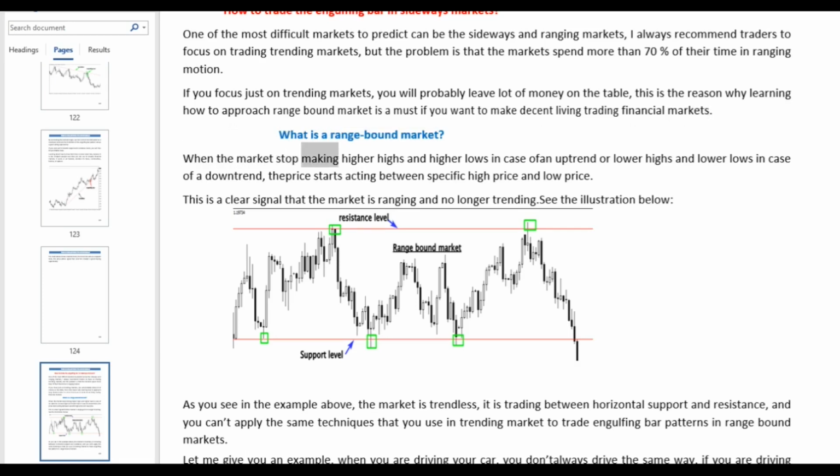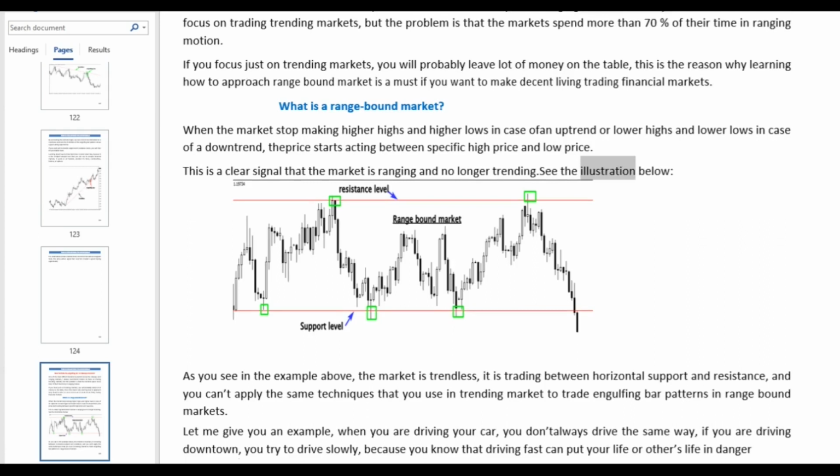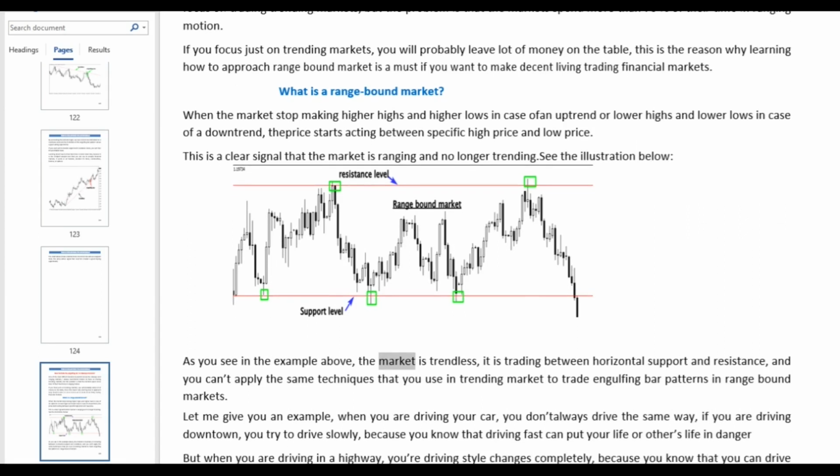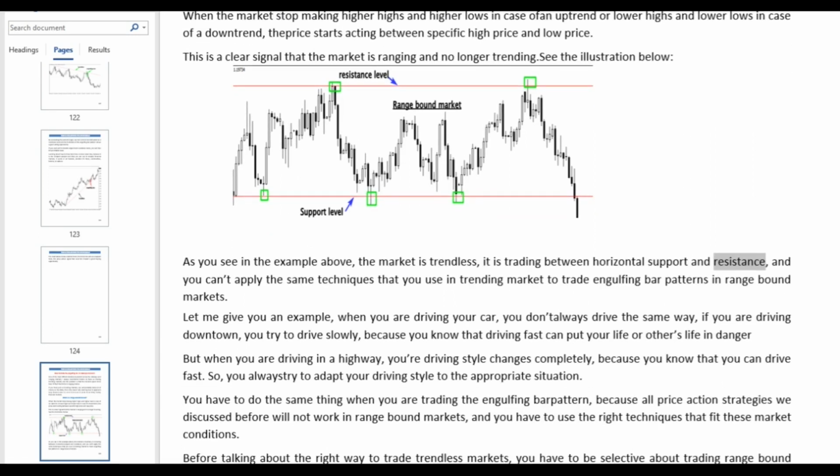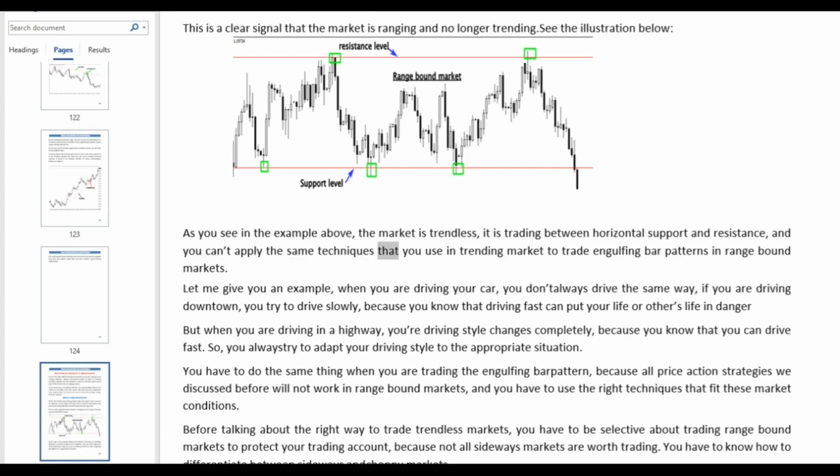When the market stops making higher highs and higher lows in case of an uptrend, or lower highs and lower lows in case of a downtrend, the price starts acting between a specific high price and low price. This is a clear signal that the market is ranging and no longer trending. See the illustration below. As you see in the example above, the market is trendless. It is trading between horizontal support and resistance, and you can't apply the same techniques that you use in trending markets to trade engulfing bar patterns in range-bound markets.